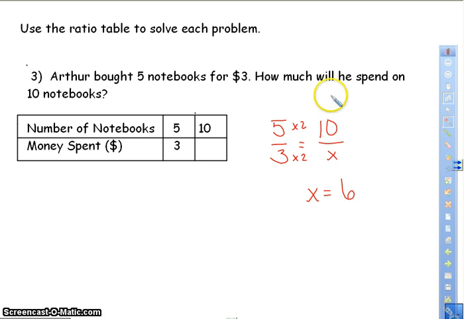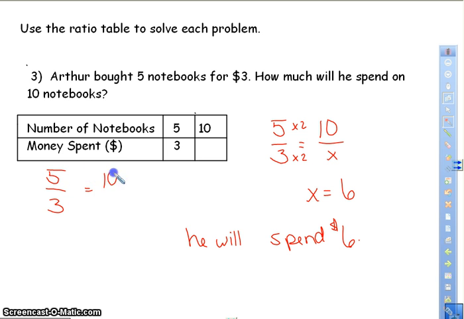So how much will he spend on 10 notebooks? He will spend $6. Another way to look at it, if it doesn't work out evenly like this, is I have 5/3 equals 10 over x. We can also cross multiply and solve for x.